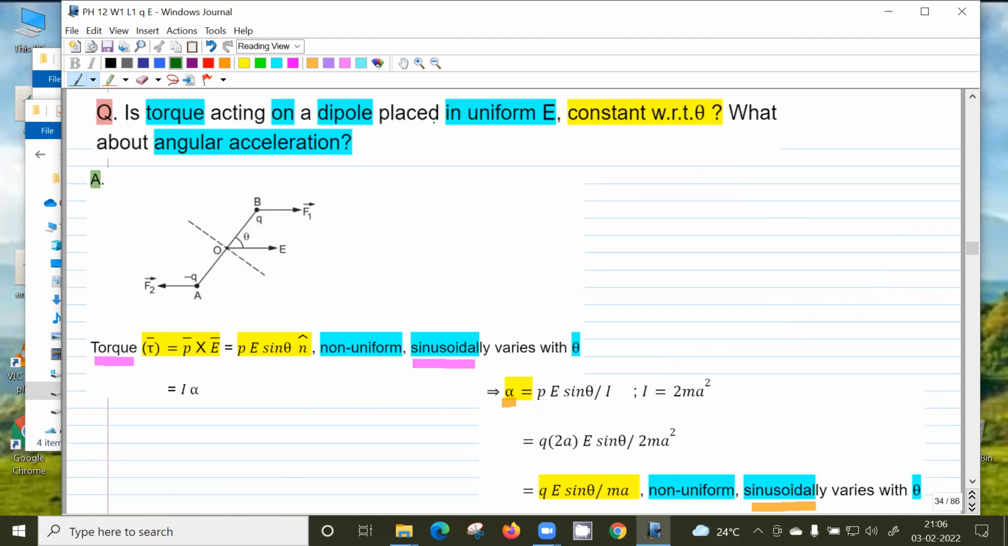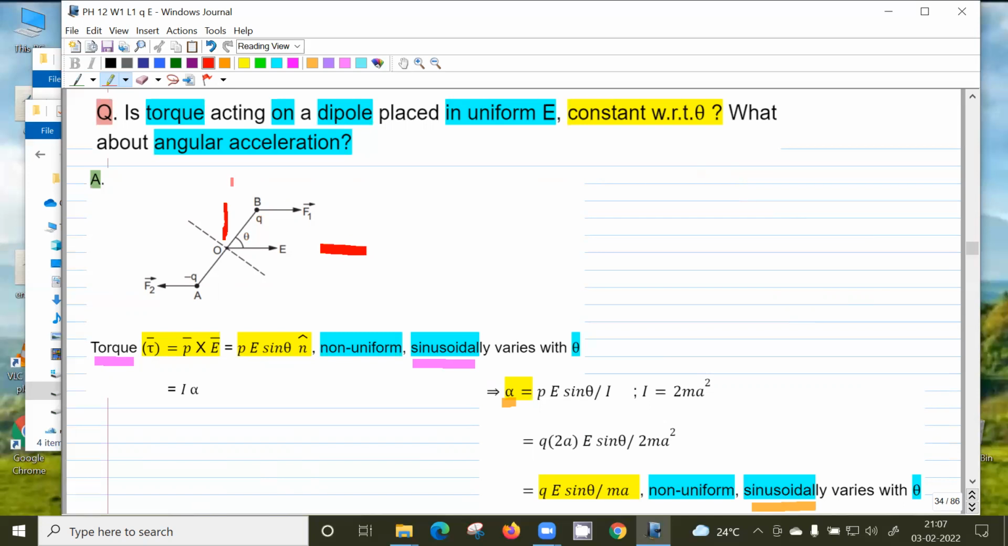Okay, and torque is P cross E, which is P into E into sine theta. So is this torque uniform or non-uniform? Non-uniform, because theta is going to change from point to point. And where is it maximum? 90 degrees. So torque is maximum here, and here the torque is 0.